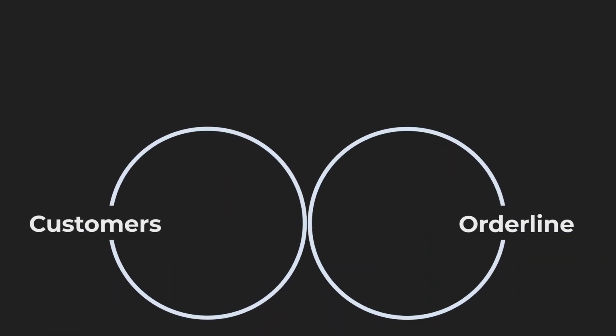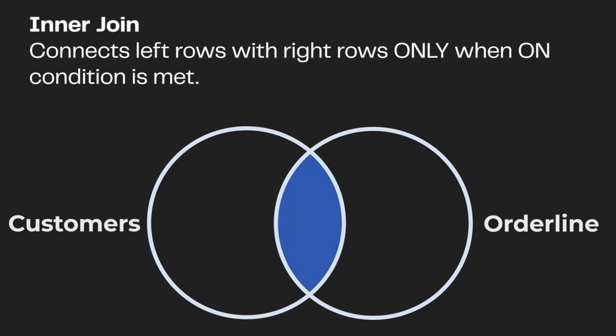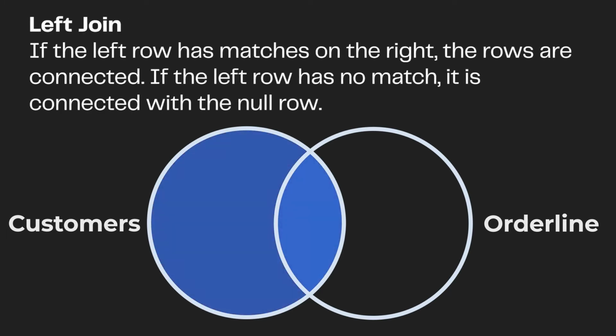The join component can be used to perform four types of join. Inner join connects rows from the left table to the right table only when an ON condition is met, so in our example when they both have matching customer ID columns. Left join, if rows from the left table have matches on the right table, the rows are connected. If the left row has no match, it is connected with a null row.